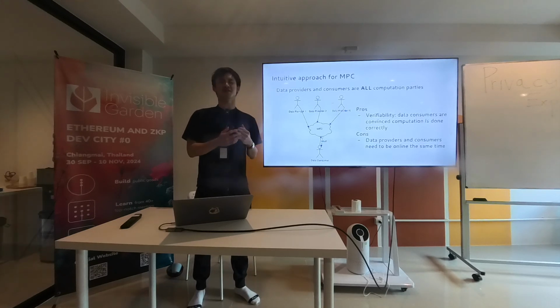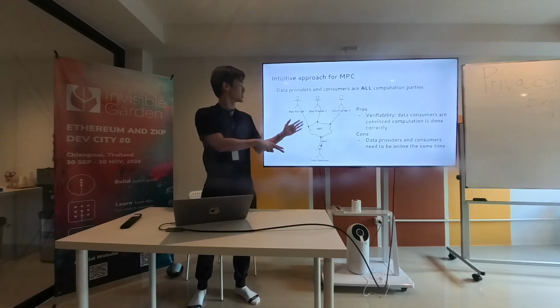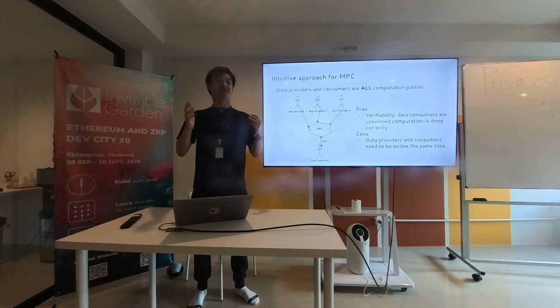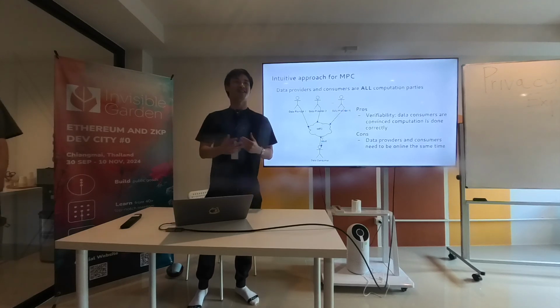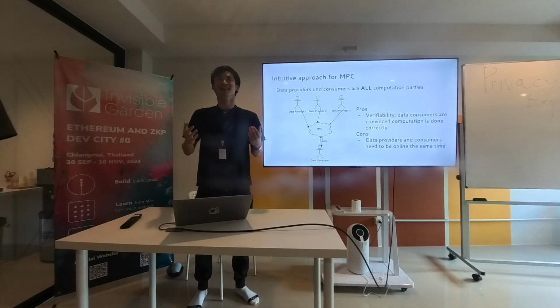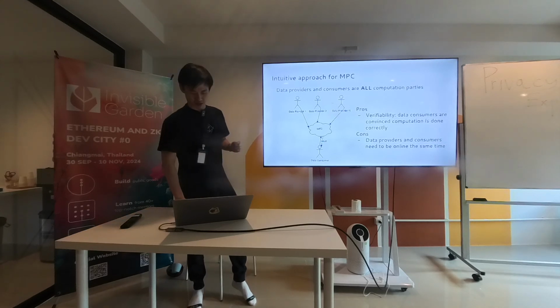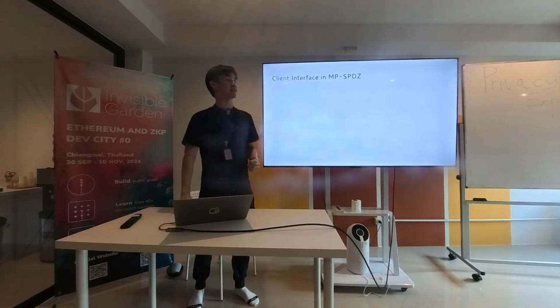Is this fine if there are just 2 or 3 data providers and 1 data consumer? But in reality, imagine a statistical function where you need to ask for data from hundreds, if not thousands, of people. And you cannot require thousands of people to be online at the same time. So that's why we use another approach called the client interface.